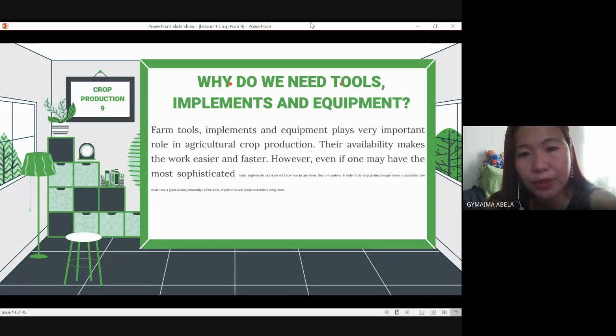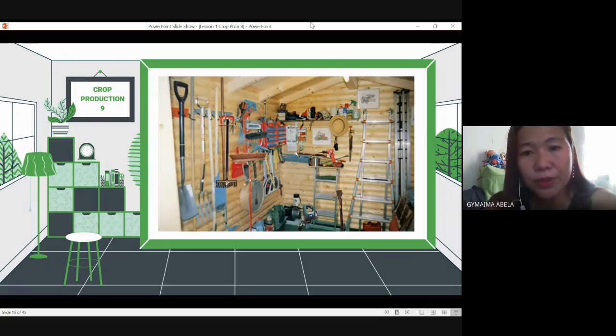Yes, farm tools, implements, and equipment play a very important role in agricultural crop production. The availability of these makes the work easier and faster. However, if one has the most sophisticated tools but doesn't know how to use them, the tools are useless. So in order to do different crop production operations, one must have a good working knowledge of the tools, implements, and equipment before using them.